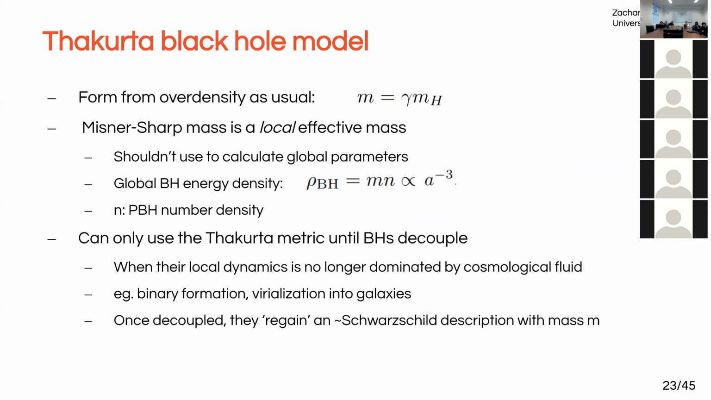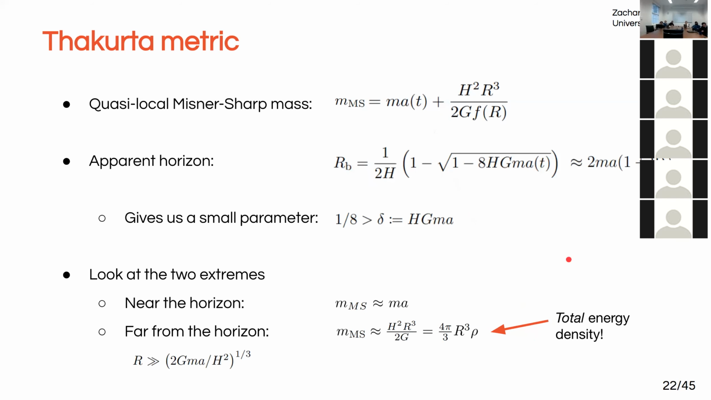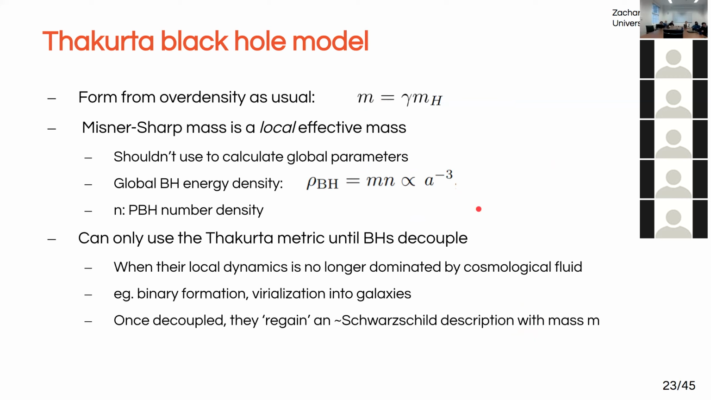All right. So how do we actually model these Thakurta black holes in the universe? As I was saying, they still form from the regular overdensity as usual, but we have to keep in mind that the Misner-Sharp mass is a local effective mass. It's not applicable for global parameters, which is obvious from this long distance limit of the Misner-Sharp mass. In particular, the global black hole energy density still will scale in our model, our interpretation, with the number density of black holes times their physical mass m. And so it still is a viable cold dark matter candidate.